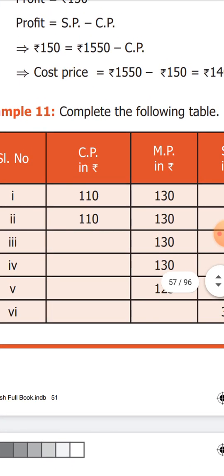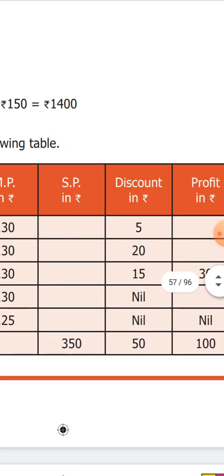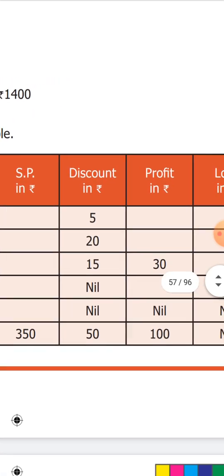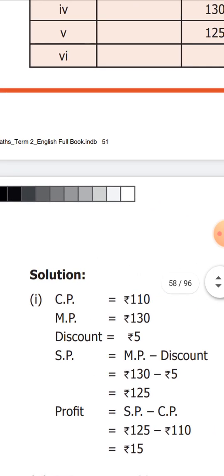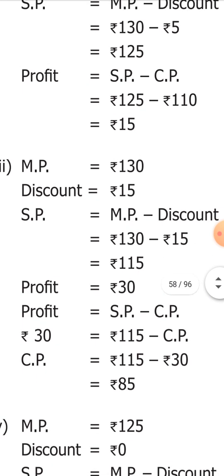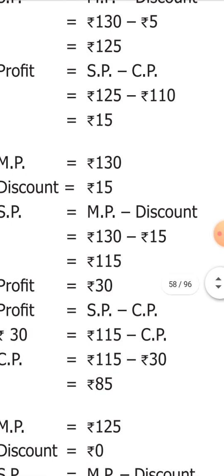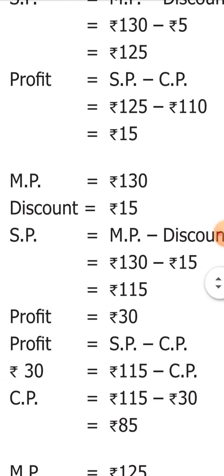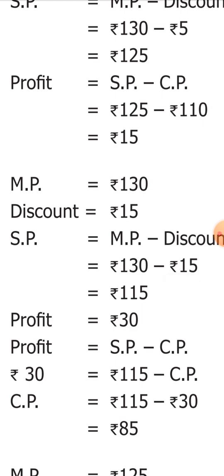Okay, the third one, just try it. CP and SP are not given, only MP, discount and profit are given. So I write down all the given data: MP given, discount given, and then I have to find out the rest. If you have MP and discount, you can find the SP value easily. SP is equal to MP minus discount. MP is 130 minus discount 15, which is 115. So the SP value is found, and the profit is already given in the question, 30.